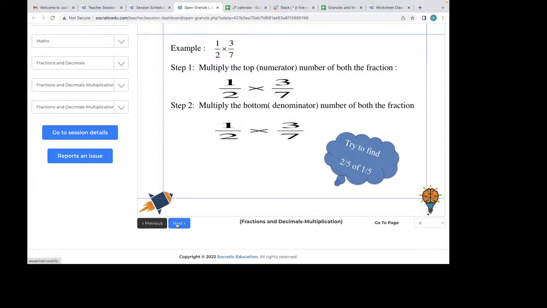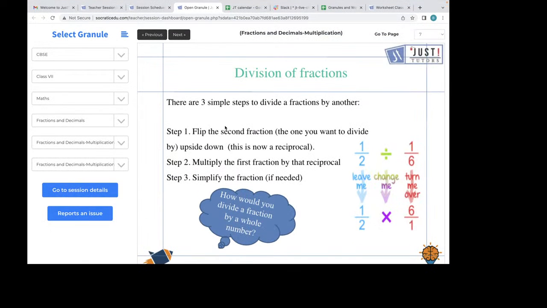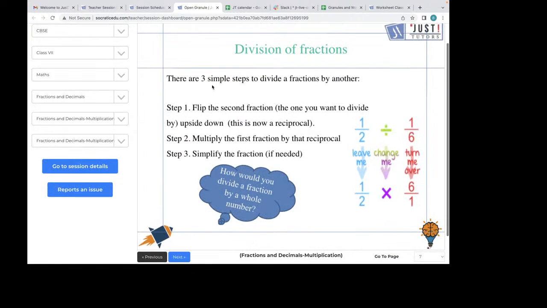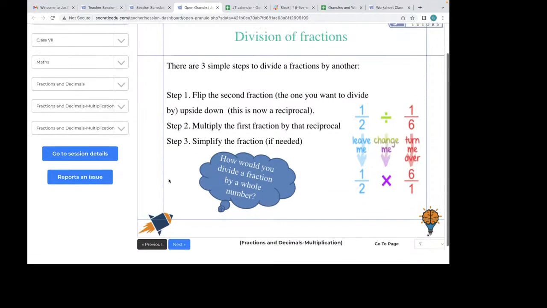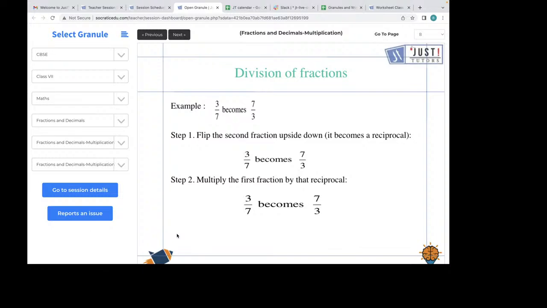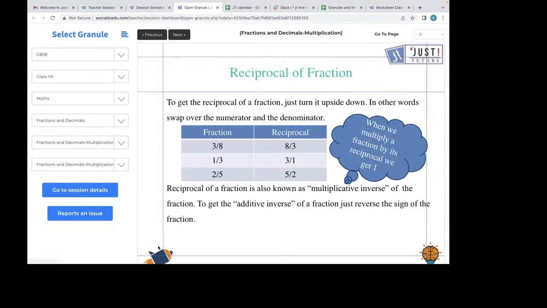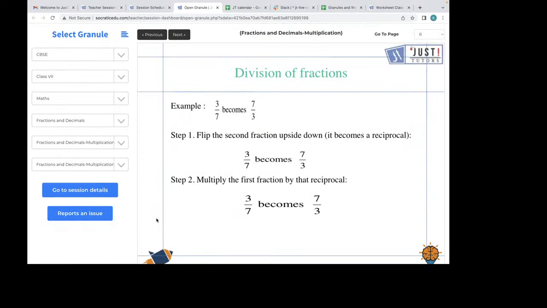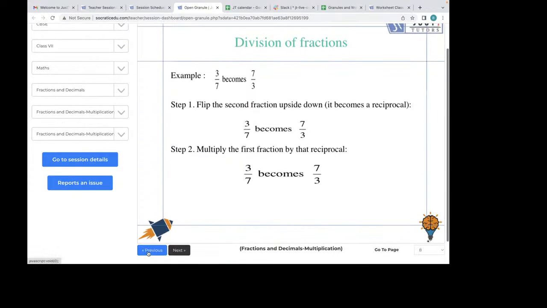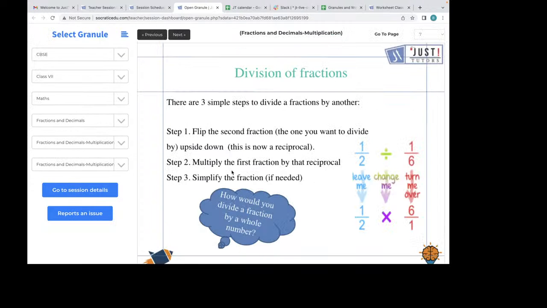Now let's move on to the next slide, and here we have the division of fractions. We have learned multiplication, now it's time for division. There are 3 simple steps to divide a fraction by another. First, we have to divide a fraction by a fraction. But your question can also ask you to divide a fraction by a whole number, or a whole number by a fraction.